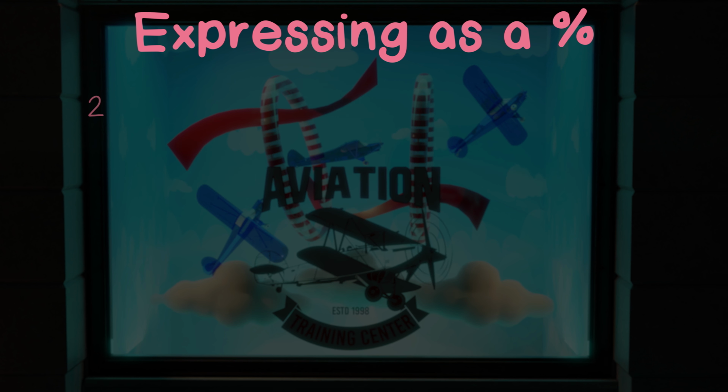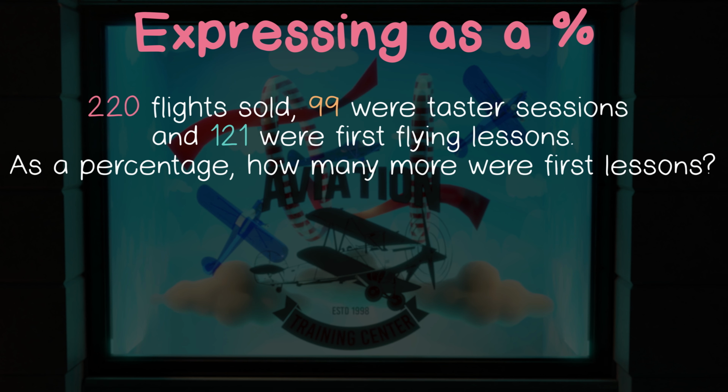Finally, this month, the flight school sold 220 short flights, 99 were taster sessions, and 121 were first lessons. How many more sessions were first lessons than taster sessions? This is a similar problem. You might get asked these in context of students taking a particular subject at school or a group of people picking different sports. The difference here is we need to find what two numbers are as a percentage of our total, so we can find the difference.